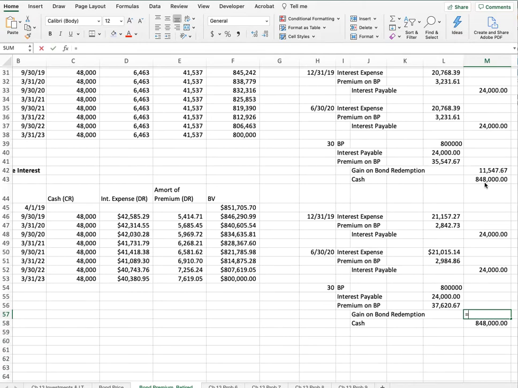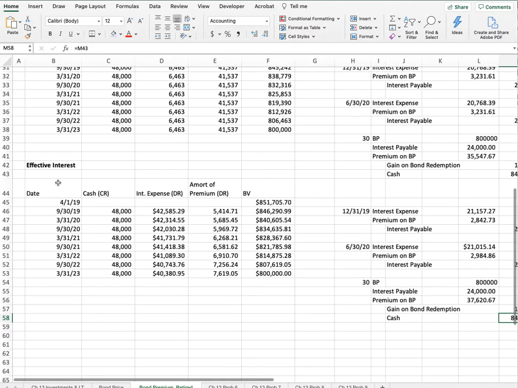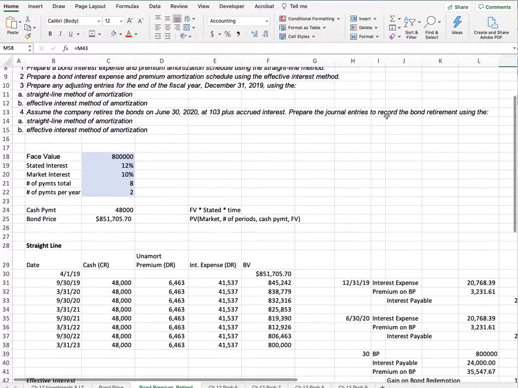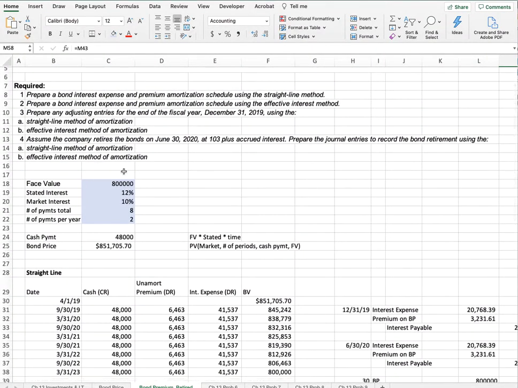And of course, we can then calculate the gain. And so you can see that it's just slightly different. Using the effective interest, we have 13,620 gain, whereas with the straight line, it's 11,547. And so of course using this effective interest is more accurate and precise than just using the straight line where it's distributed evenly the entire time. And let's check. Yep, that was all we needed to do. All right, thanks.